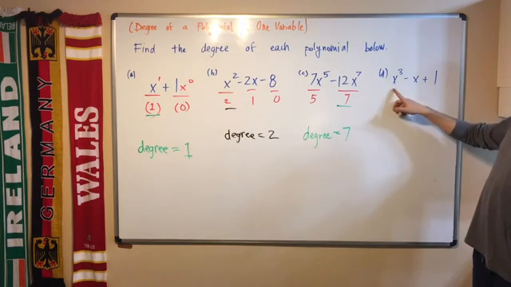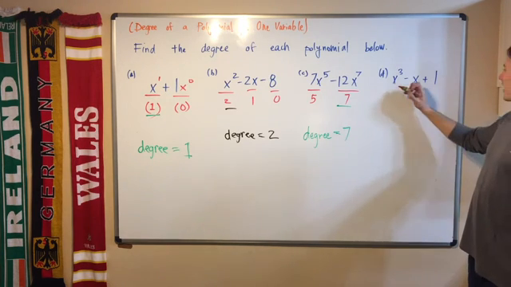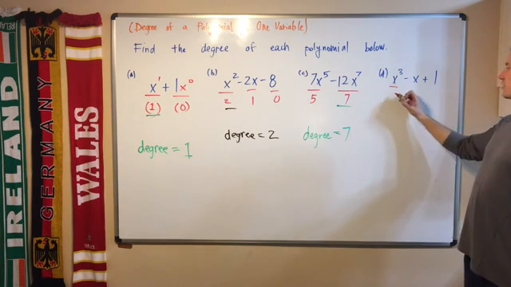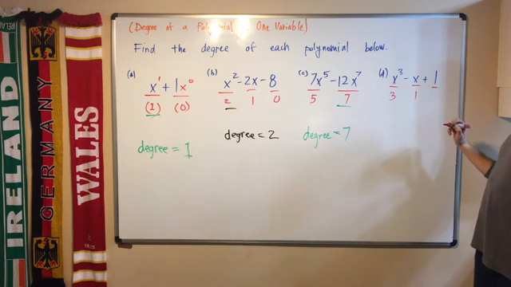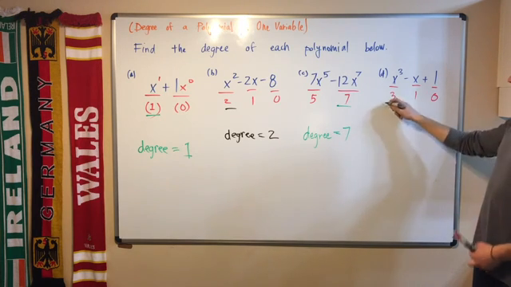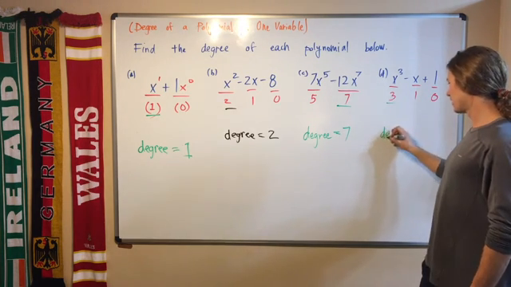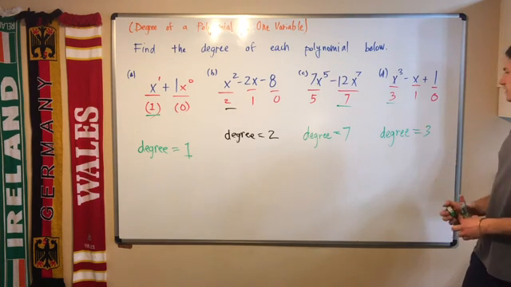How about this guy? This is a trinomial of degree 3. So notice that this first term has a degree of 3, this second term has a degree of 1, and this third term has a degree of 0. By looking at all those terms, we can see that 3 is the largest, the highest, the greatest. So we can say that the degree of the polynomial is 3.